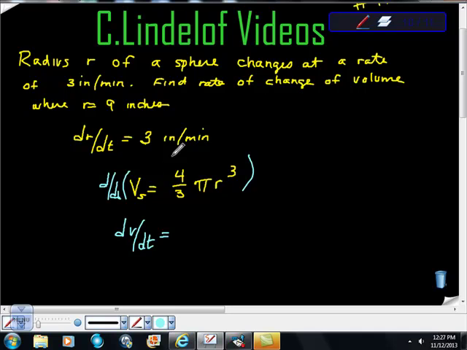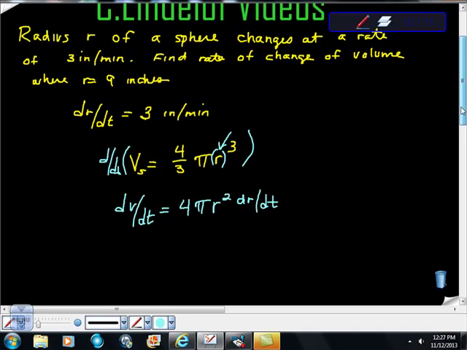And then if I differentiate over here also, I get 3 times 4/3, which is 12/3, which is 4 pi r squared. We decrement the exponent here, right? So we take that down. But then remember, we have to take the derivative of this inside piece. This is implicit. So that gives us dr/dt. I think this is a really simple problem, but it seems to freak people out.